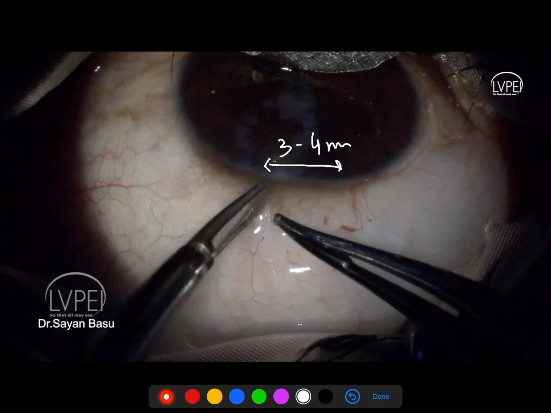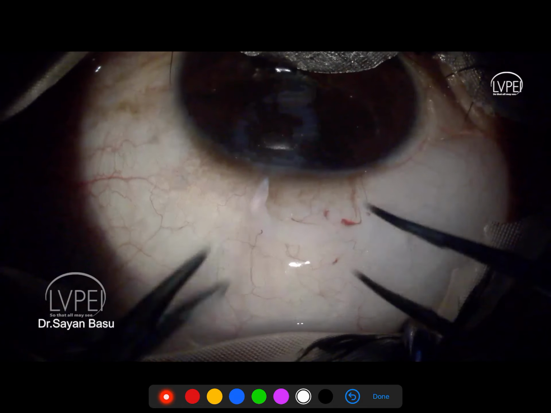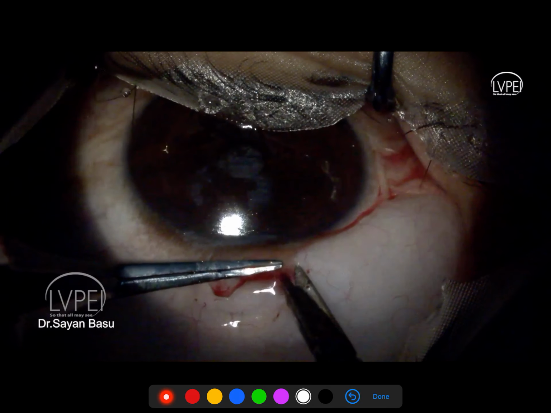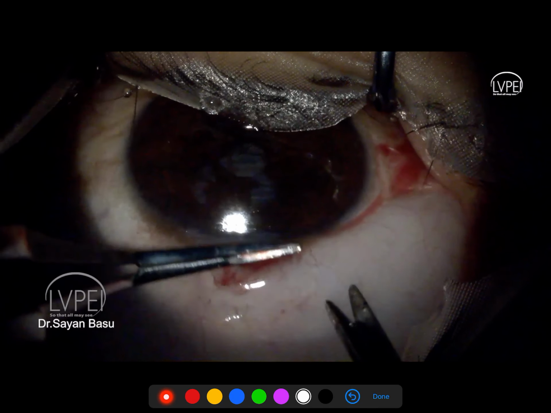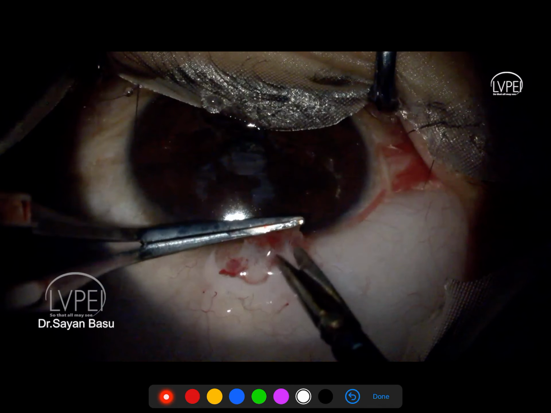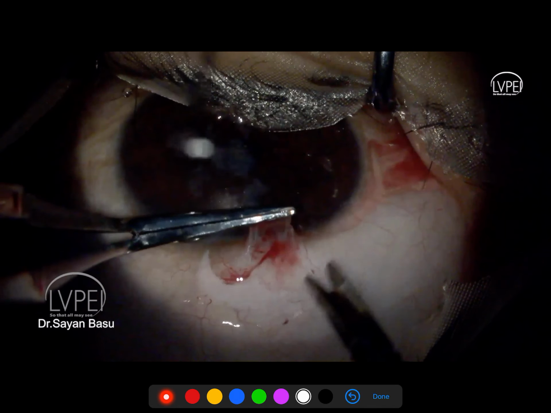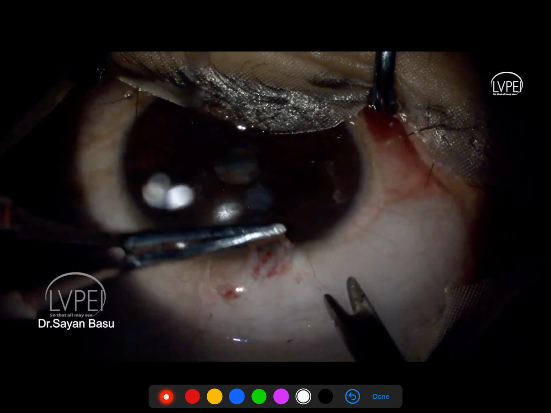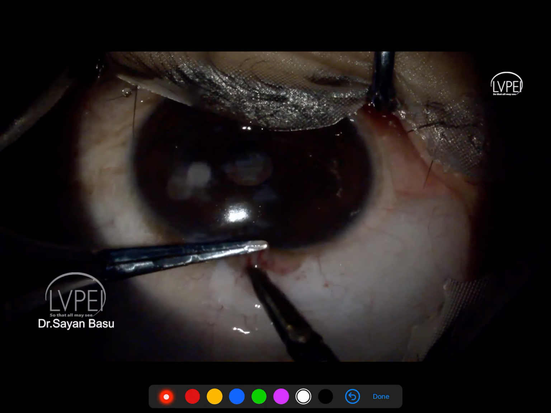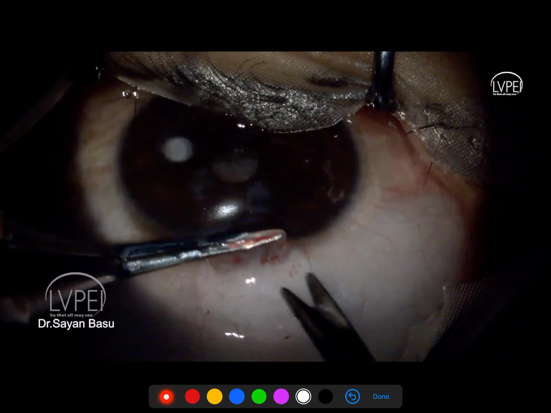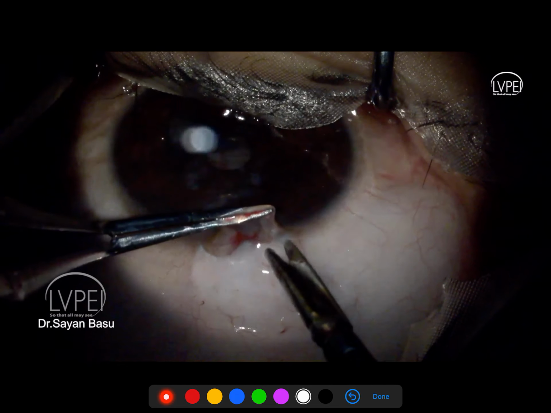Please don't take tissue which is more than this, because it's redundant and you are going to waste limbal tissue. It's really not required. A case of total limbal stem cell deficiency will be amenable to correction by transplantation of only 1 clock hour of limbal tissue, and not more than that. And that is the beauty of SLET, and that is why it is so advantageous compared to conjunctival limbal autografts or allografts, where you're taking so much of limbal tissue.